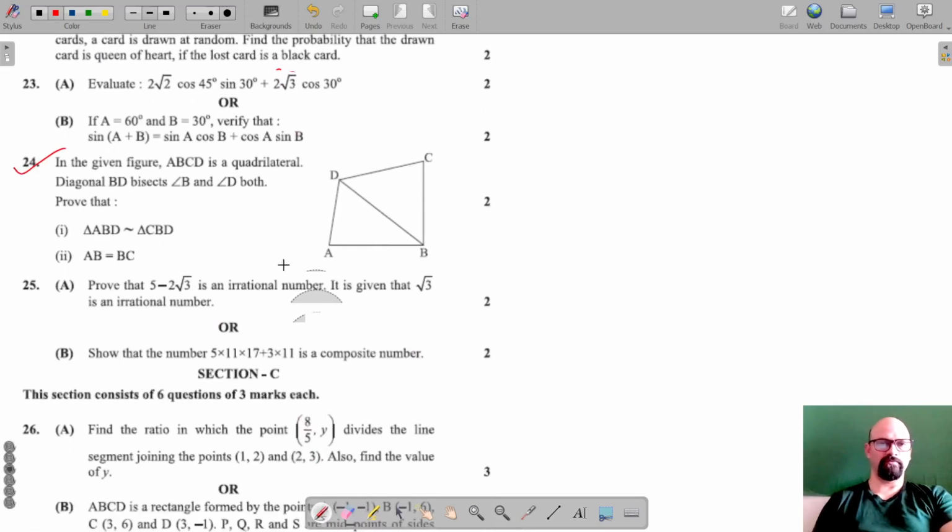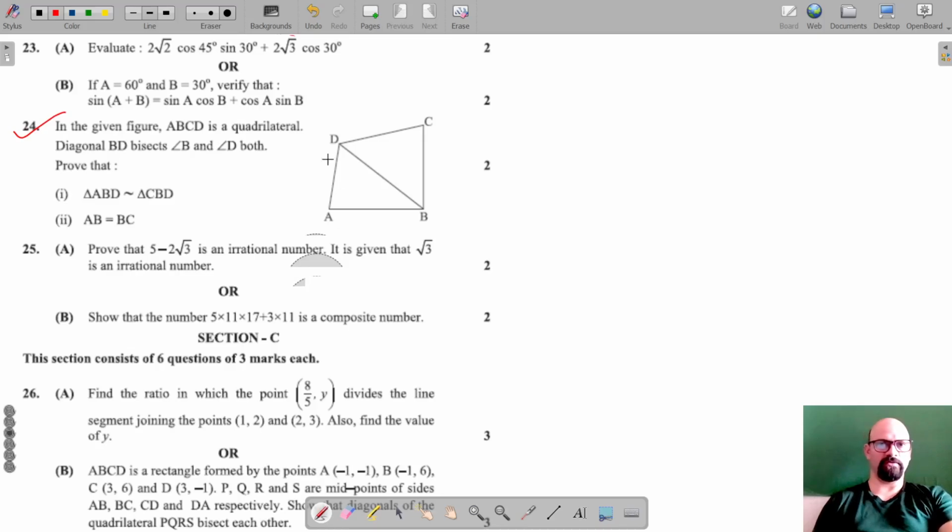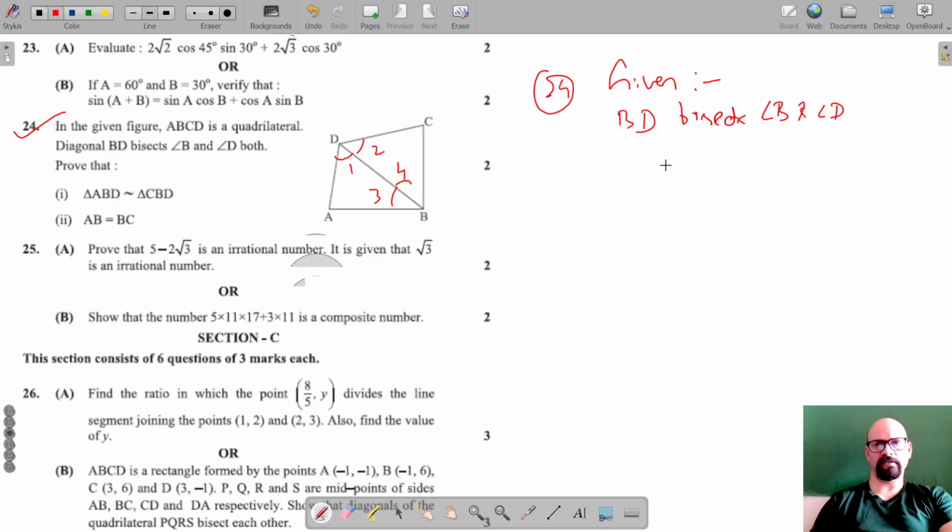For question number 24, it's given that in the given figure, ABCD is a quadrilateral and diagonal BD bisects angle B and angle D both. So let's say this is angle 1, this is angle 2, this is angle 3, and this is angle 4. It's given that BD bisects angle B and angle D, which means angle 1 is equal to angle 2 and angle 3 is equal to angle 4. We have to prove that triangle ABD is similar to triangle CBD.